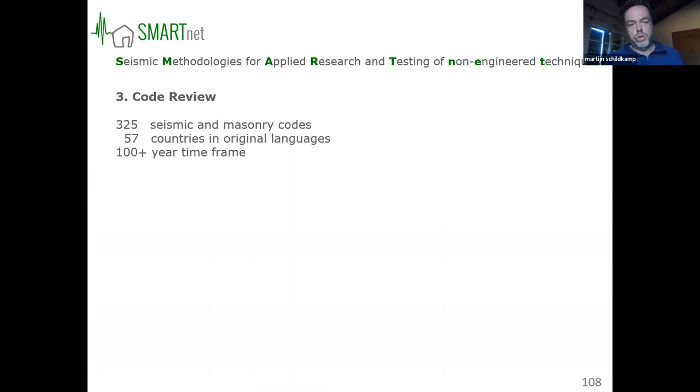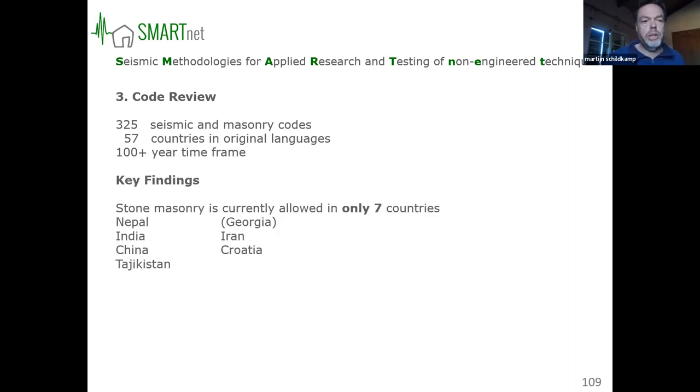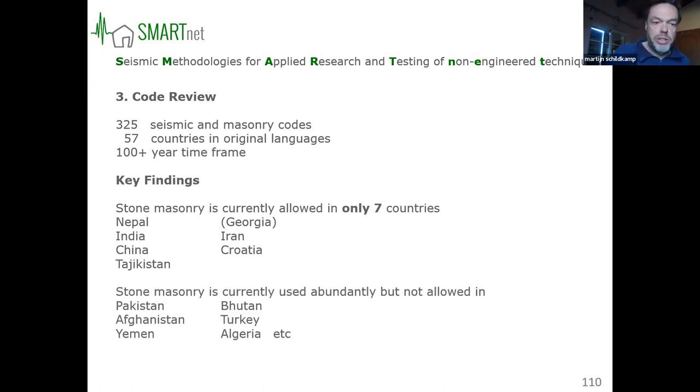Right, I did the same for building codes. I went through 325 seismic and masonry codes of almost 60 countries, all in original languages, so I had many people helping me with the translations. We looked at this over a time frame of 100 years. The conclusion is basically the same as for the manuals. First of all, at this point, stone masonry is only allowed in seven countries in the world. In the rest of the world, it is forbidden. Georgia, by the way, is going to change to Eurocode, so it's going to be 6 countries soon. That doesn't make sense at all.